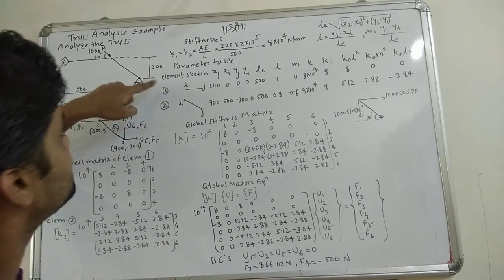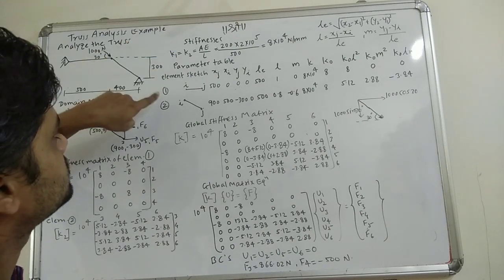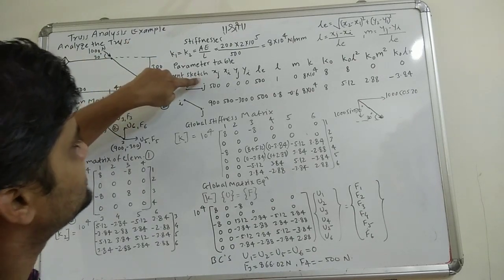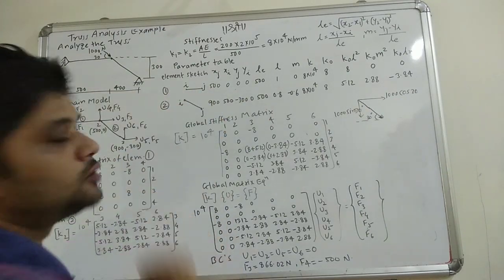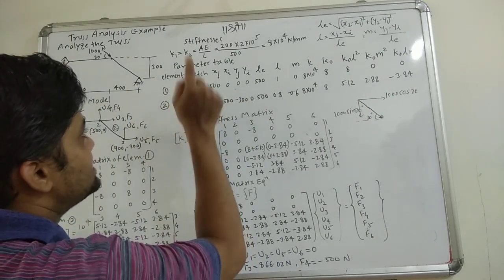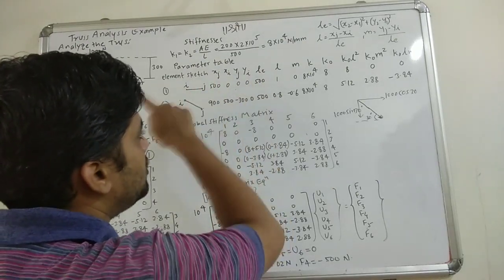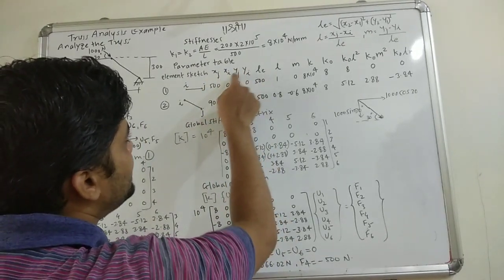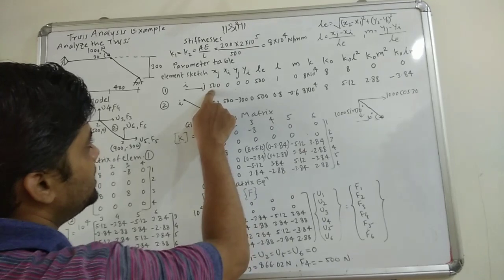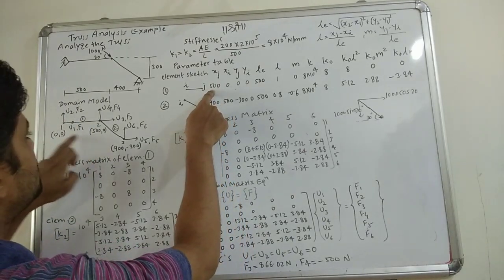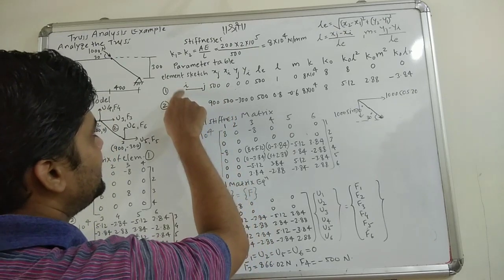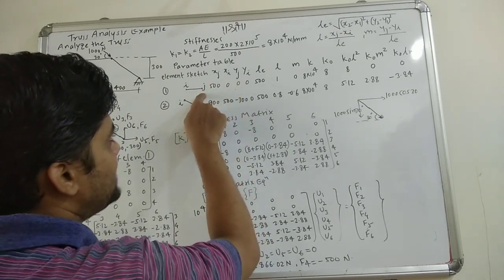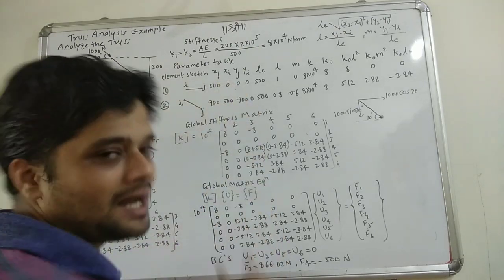The parameter table consists of the element. For element 1, we draw the sketch of the element. The first element is in a horizontal position, so it is ij. Then these coordinates: xj, xi, yj, yi. For the first element, it is 0, 0 and 500 comma 0. So xj is 500, xi is 0, yj is 0, and yi is 0.